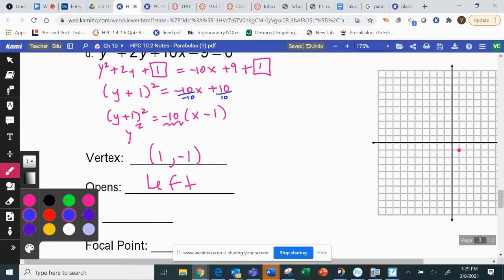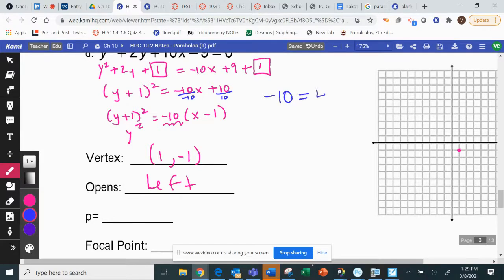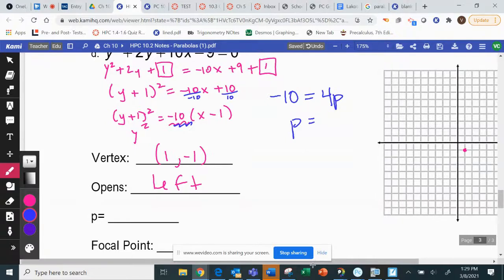So now we're going to find our p-value. We're going to set -10 equal to 4p. So this number that we factored out, we set equal to 4p. And Emily, what am I going to get? So we got a -5/2, which again is telling us that it's opening to the left.